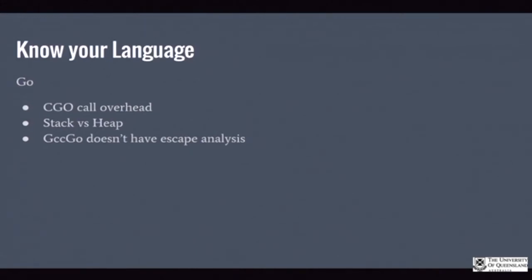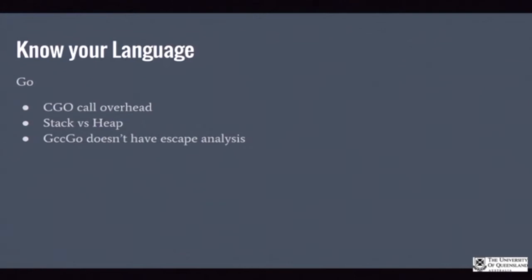Go tries to allocate as much on the stack as possible, and the stack's faster to access memory from than the heap. The way it does this is it does a thing called escape analysis. Escape analysis is where if you take a pointer to an object, it tries to see if the pointer escapes outside of the function scope. If it escapes outside the function scope, it knows this object has to go on the heap.